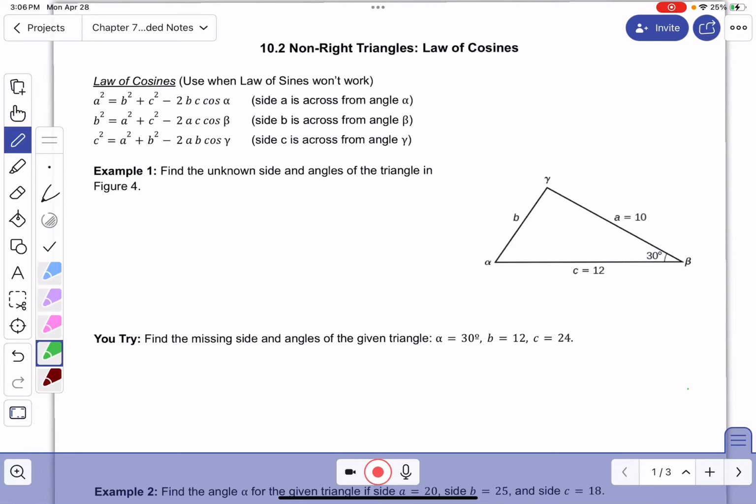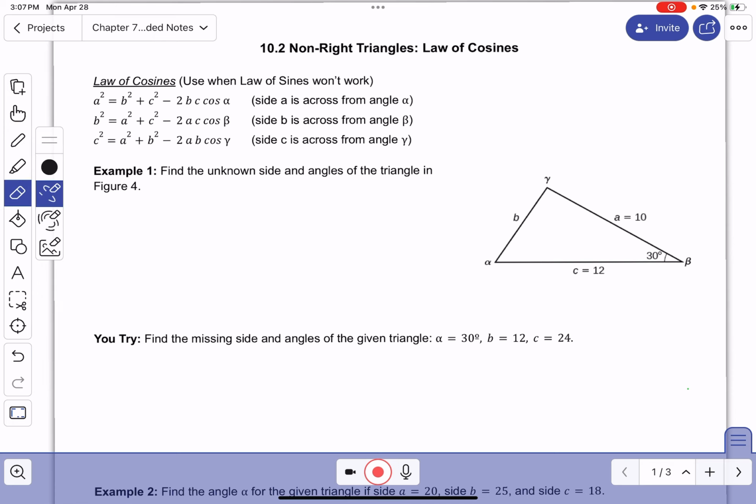Okay, so 10.2 is going to talk to us about our non-right triangles again, but this time we're going to use the law of cosines. This is what you use when the law of sines won't work. So if you can't make that ratio or that proportion, then you're going to use law of cosines. This typically is when you have side, side, side, or side, angle, side, and the angles across from the side you're dealing with. Those are the two general examples.